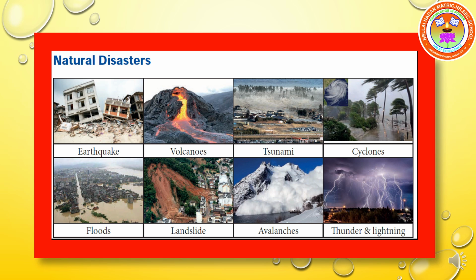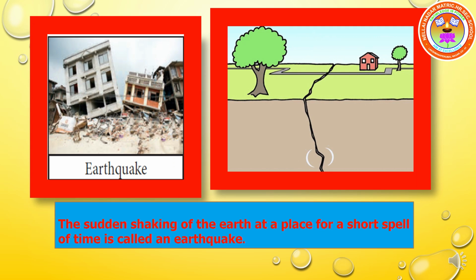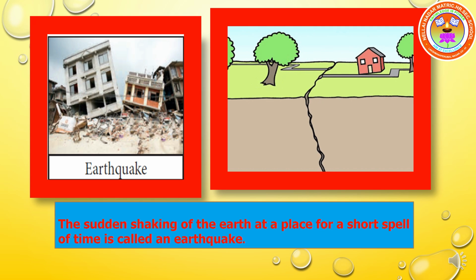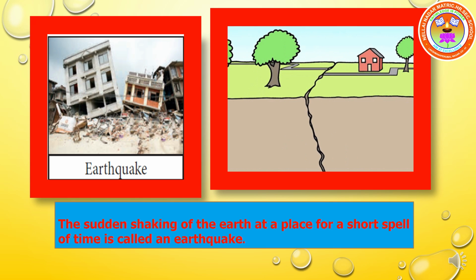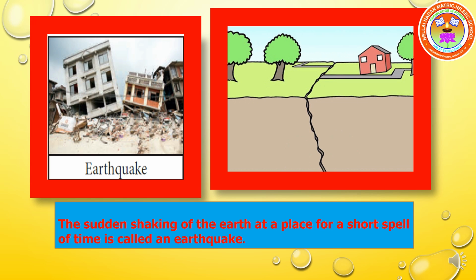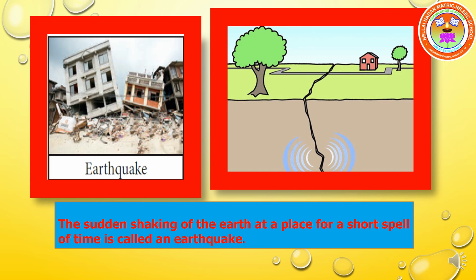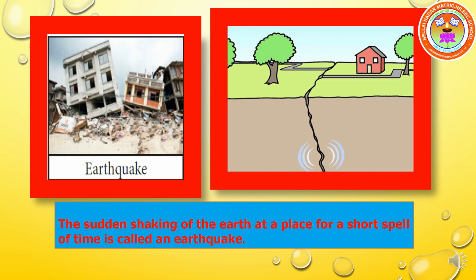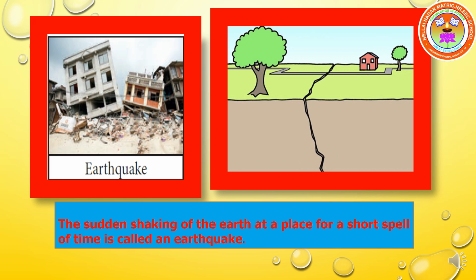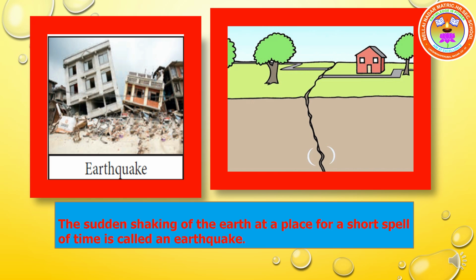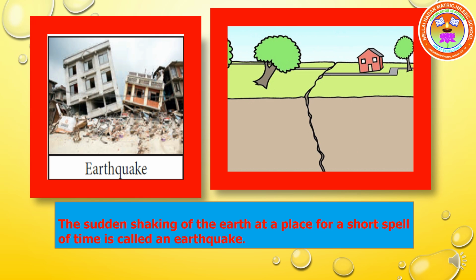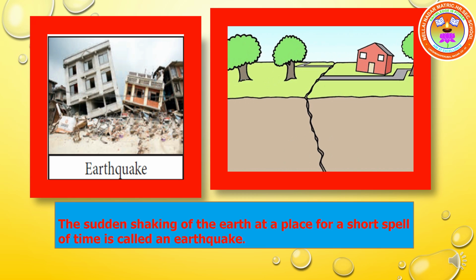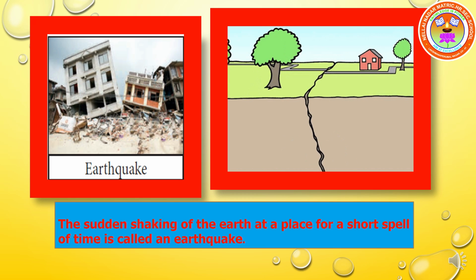Now, let us see about natural disasters. First, let us see about earthquake. The sudden shaking of the earth at a place for a short spell of time is called an earthquake. The duration of the earthquake may be a few seconds to some minutes. The point where an earthquake originates is called its focus. The vertical point at a surface from the focus is called epicenter. From there only it starts. Is it clear, children?